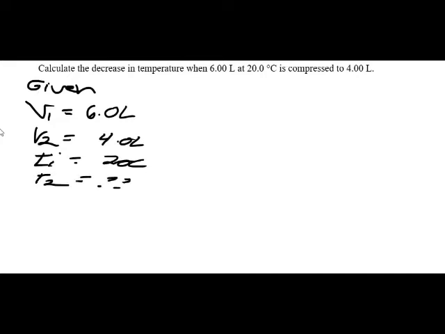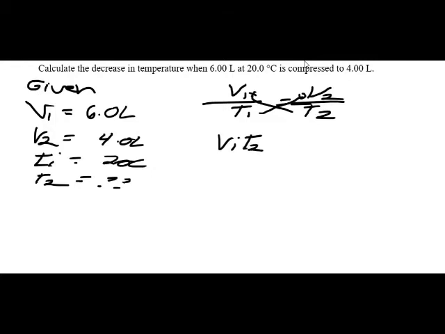So we're going to use Charles' law here. So let's set up the equation. This is the formula for Charles' law. We want to find T2, correct? So let's transpose it. V1, T2, V2, T1, then T2 equals V2 T1 over V1.